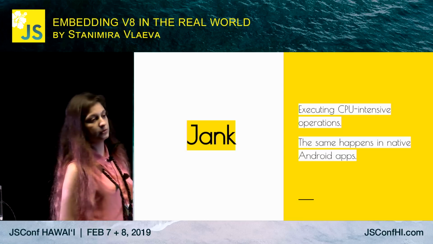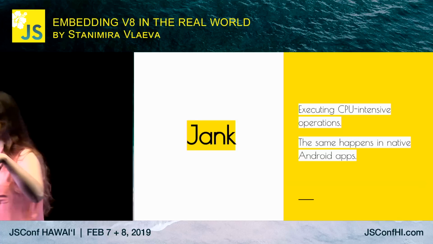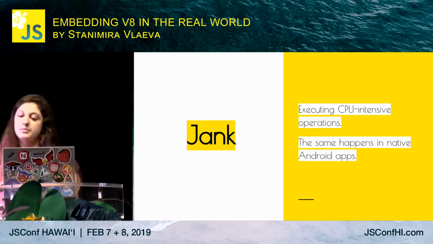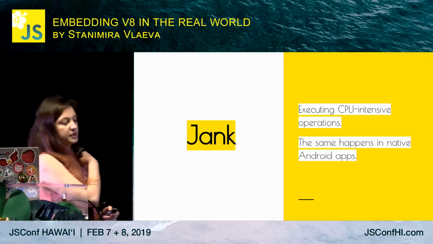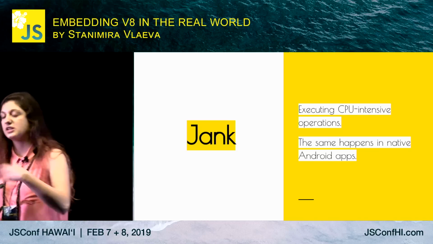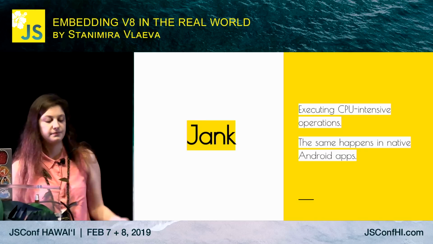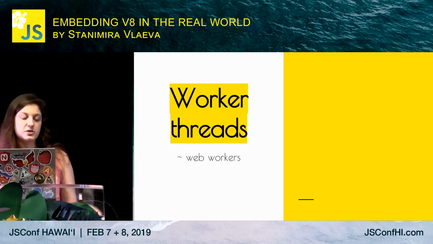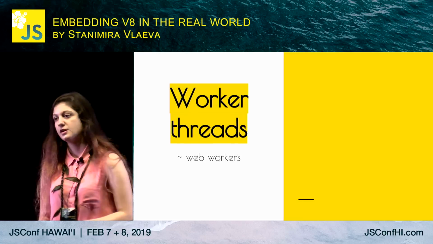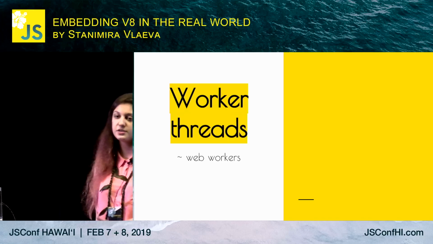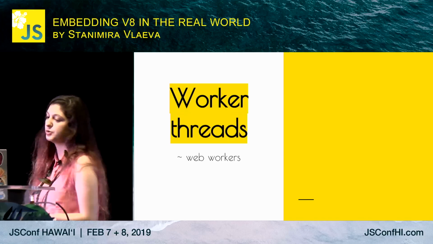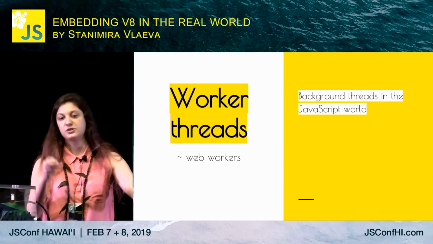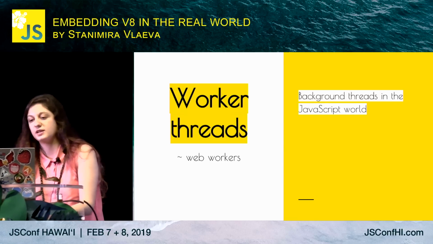For example, if you're trying to calculate Fibonacci numbers in a very unoptimized way, which is something we do in our everyday lives, perfect example. This would cause jank because it will stress the main thread, and the main thread won't be able to put out frames at 60 frames per second. So how do we solve that problem in JavaScript? Well, the browser has web workers, and in NativeScript we call them worker threads, but basically they're just background threads, separate from the user interface thread in the JavaScript world.